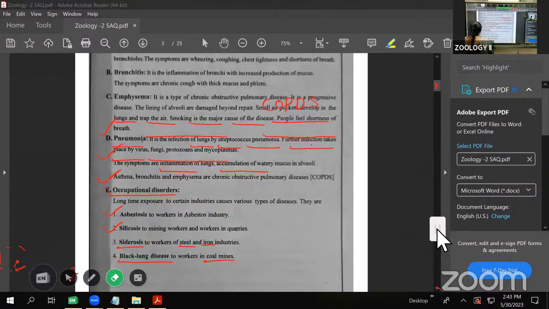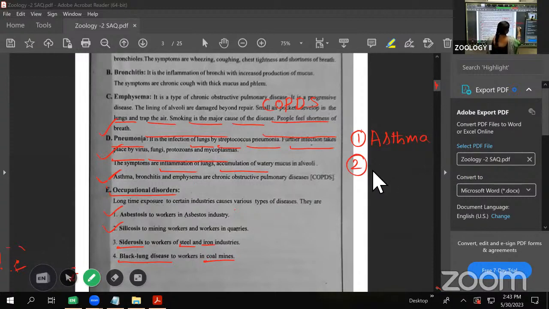I'm writing here. What is the first one? The first one is called asthma. The second is called bronchitis. Next, the third one is called emphysema. The fourth one is called pneumonia.